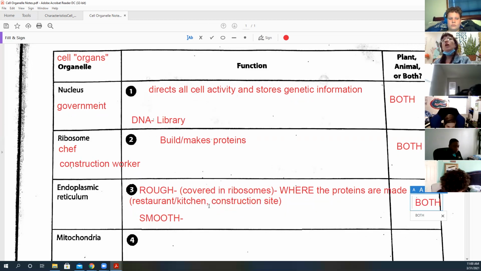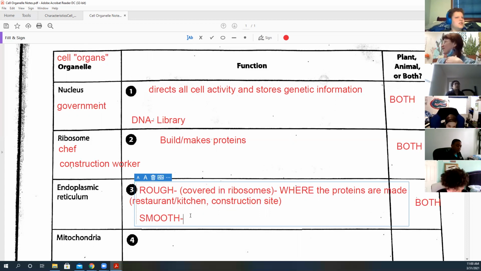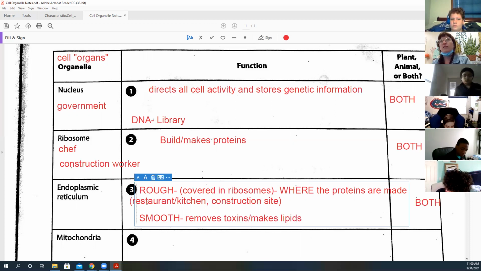the project. Smooth. How many of you have ever heard that song, Smooth Operator? Like, smooth operator, she's a smooth operator. No, nobody? All right. I don't know who it's by. No, it's so smooth. The smooth ER removes toxins and makes something called lipids. Lipids are like fats. Where do you go to remove toxins or bad things?